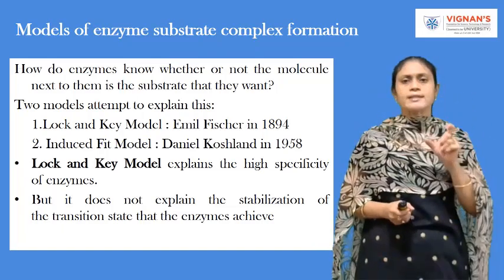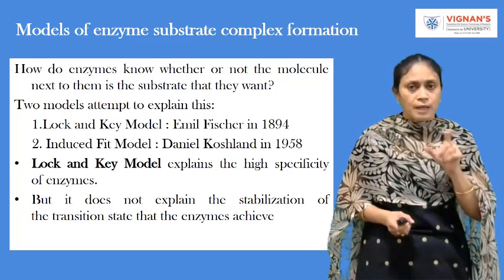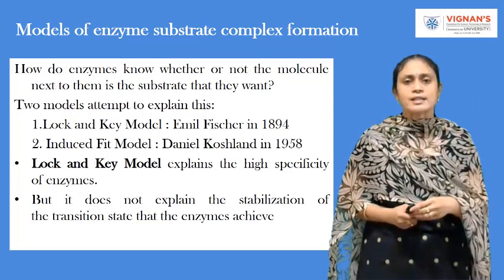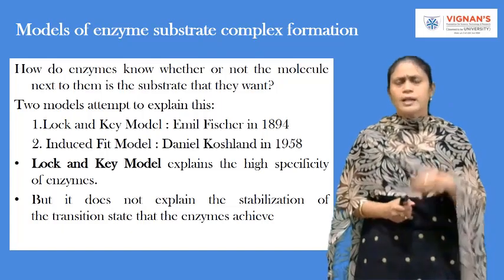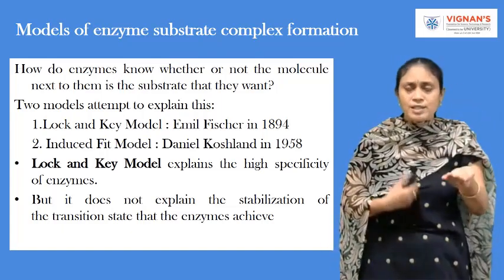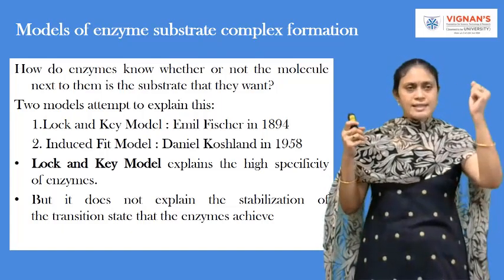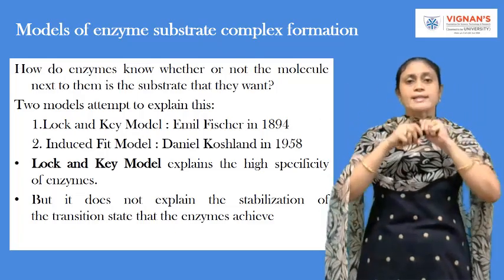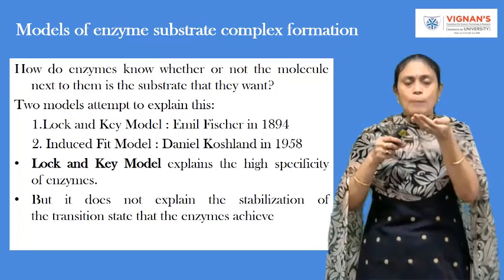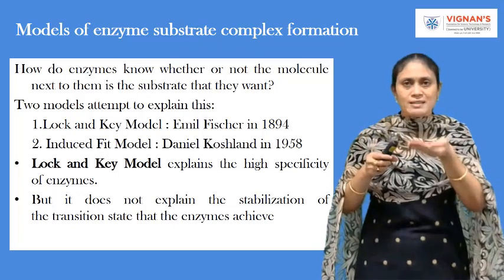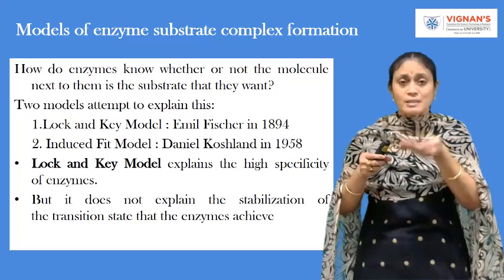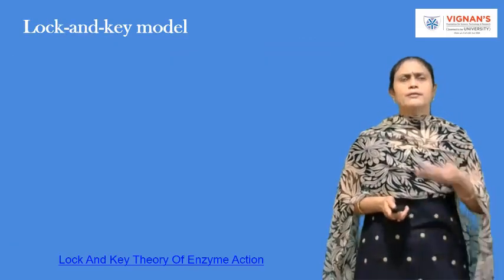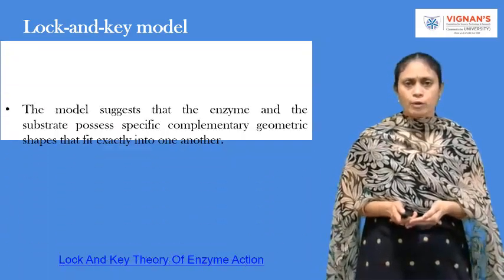This model explains the high specificity of enzymes, but it does not explain the stability of the transition state that the enzyme achieves. Now you have to learn what the transition state is. When an enzyme and substrate combine, they form an enzyme substrate complex. The state in which this enzyme substrate complex is present is called the transition state. Now we'll learn more about this lock and key model.